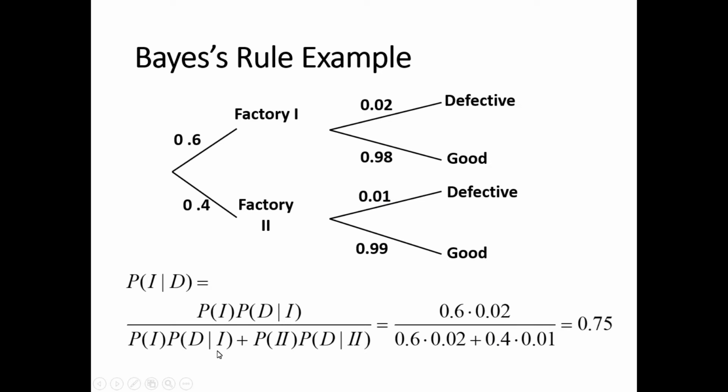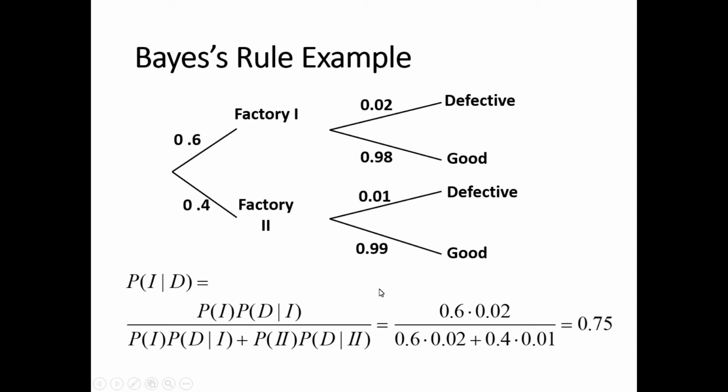So on the bottom, the total probability of getting a defective is this, which represents the probability of getting a defective from Factory 1, plus this, the probability of getting a defective from Factory 2. Everything needs to go in with proper parentheses: a parentheses around the top, 0.6 times 0.02, then my division symbol. On the bottom, I have outside parentheses, 0.6 times 0.02 plus 0.4 times 0.01, end parentheses. If I put that in properly to my calculator, it should tell me 0.75.